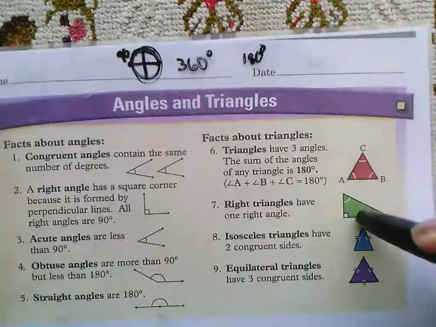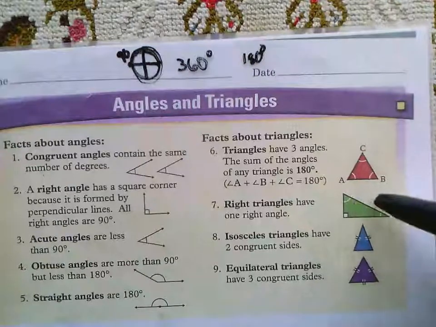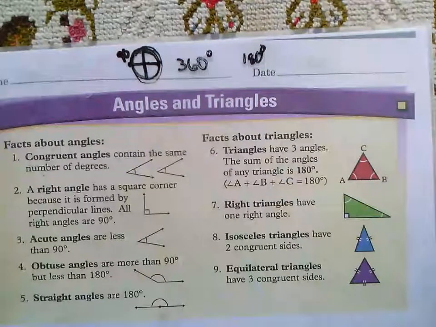A right triangle has a right angle. You got it. It always has 1. I will tell you right now, it is impossible for a triangle to have 2 right angles. Your job, your challenge is to figure out why. Can you figure out why it is impossible for a triangle to have 2 right angles? If you email me, you will win a prize.